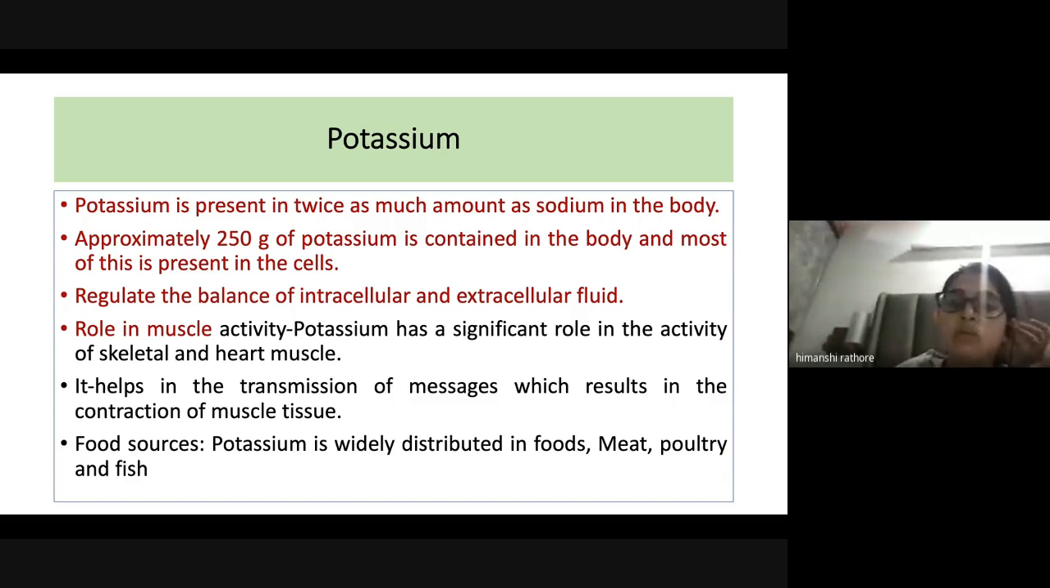And what are the food sources from which we get potassium? Potassium is widely distributed in foods like meat, poultry, and fish. These are the richest sources from where you can get potassium. In vegetarian sources, you can write down in your notebook, banana contains a high amount of potassium. Banana is the richest source for vegetarians to get potassium from the daily diet. Otherwise, for non-vegetarians, meat, poultry and fish contain a good amount of potassium.